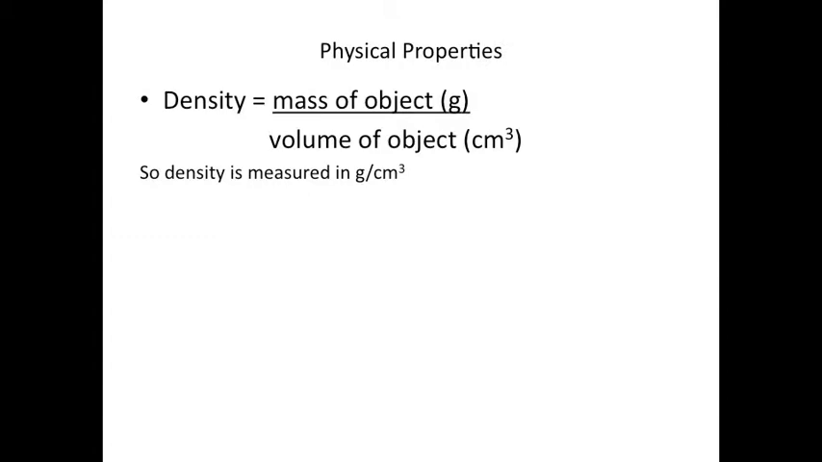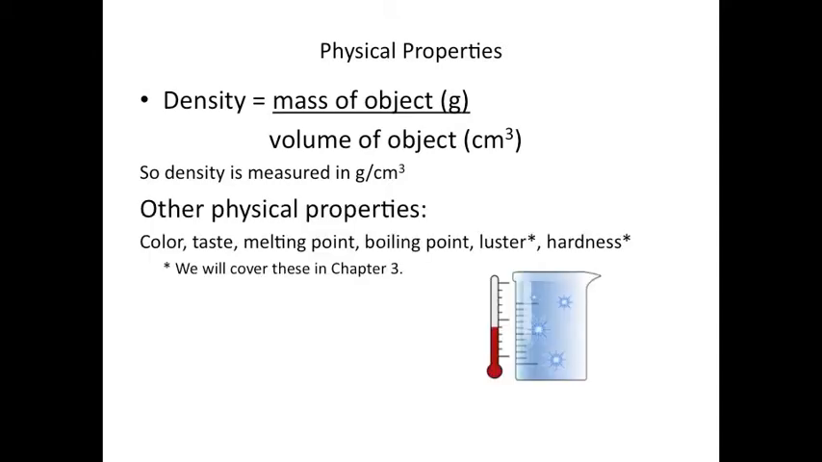Density is the mass of an object measured in grams divided by the volume of an object measured in cubic centimeters. So density is measured in grams per cubic centimeter. Some other physical properties of matter are color, taste, melting point, boiling point, and two that you'll study in more detail in Chapter 3, luster and hardness.